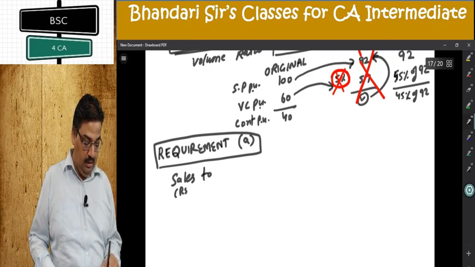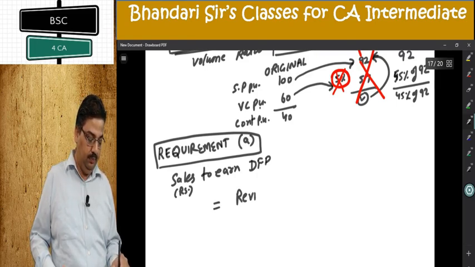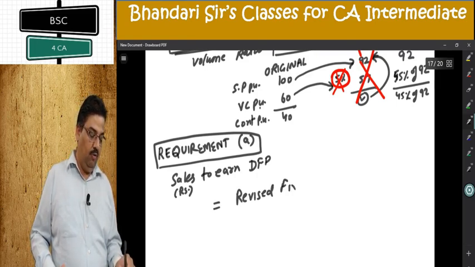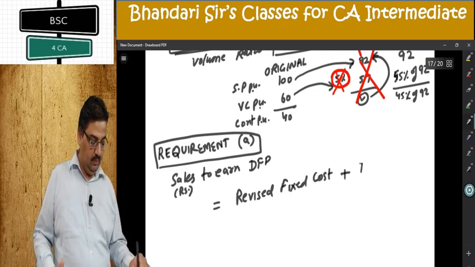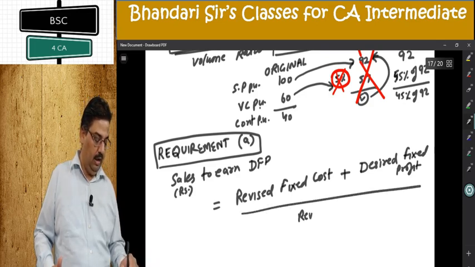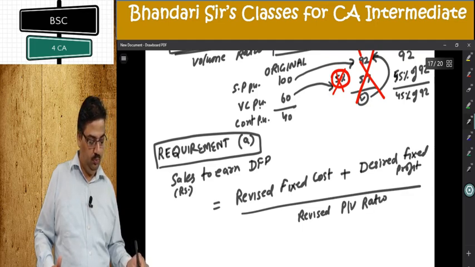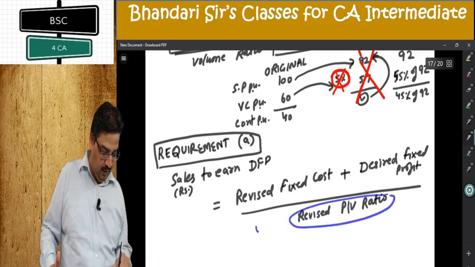Sales in rupees to earn desired fixed profit is equal to revised fixed cost plus desired fixed profit divided by revised PV ratio. Now this I have computed already, 45%.